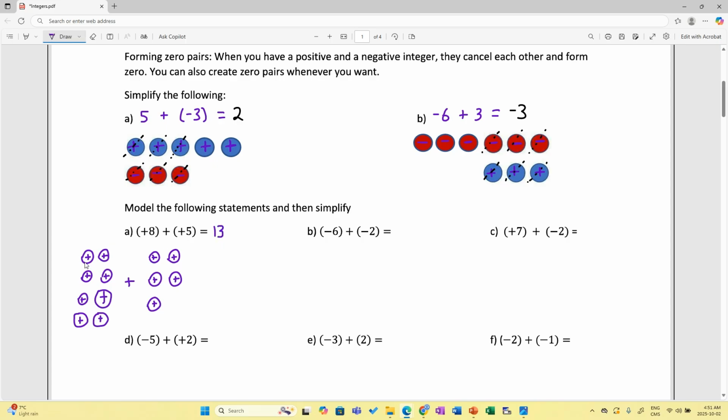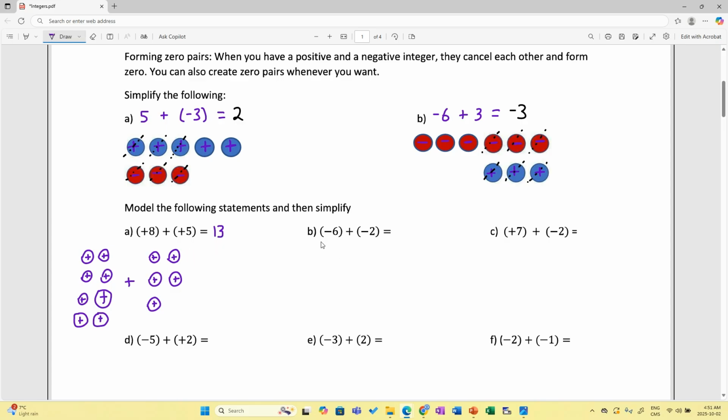How I get there is I simply add up all the positive circles that I have. I don't have to cancel anything out because they're the same sign. So I simply have 1, 2, 3, 4, 5, 6, 7, 8, 9, 10, 11, 12, 13 positive circles. So my answer is positive 13.